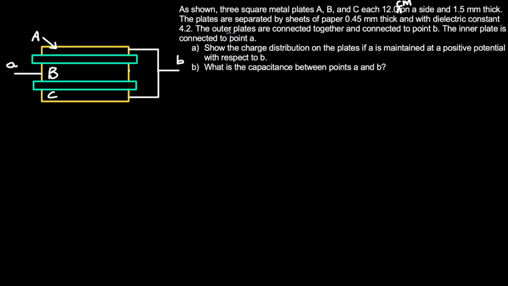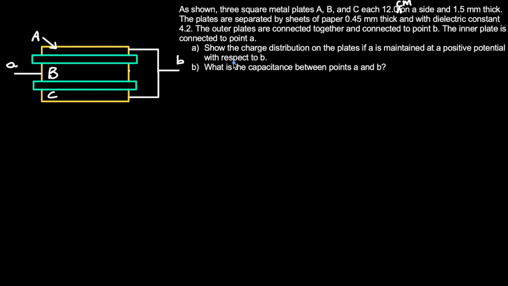The outer plates are connected together and connected to point B. The inner plate is connected to point A. Show the charge distribution on the plates if A is maintained at a positive potential with respect to B, and what is the capacitance between the points A and B. Okay, so that was a lot of information.